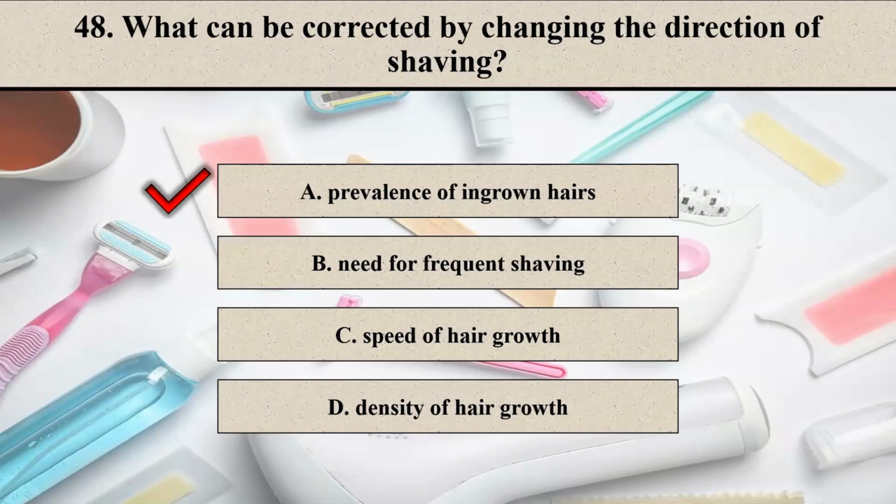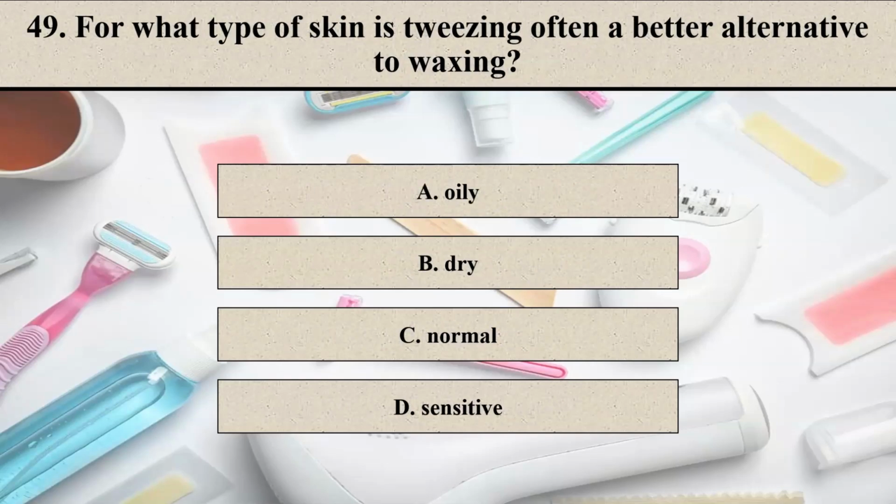If you chose A, prevalence of ingrown hairs, you are correct. For what type of skin is tweezing often a better alternative to waxing? Is it oily, dry, normal, sensitive?